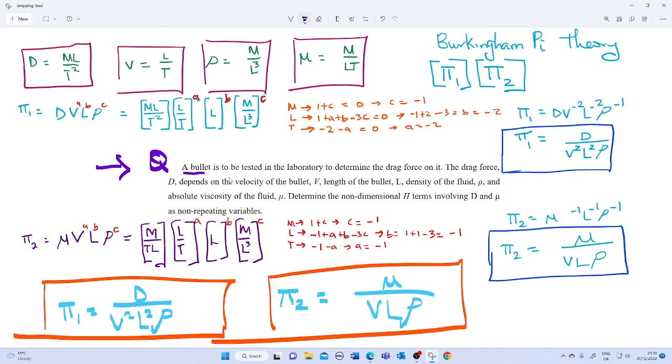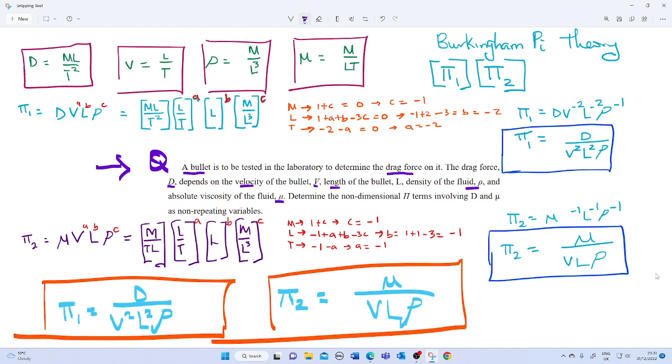A bullet is to be tested in the laboratory to determine the drag force on it. The drag force D depends on the velocity of the bullet V and the length L, the density of the fluid rho, and the absolute viscosity of the fluid mu.